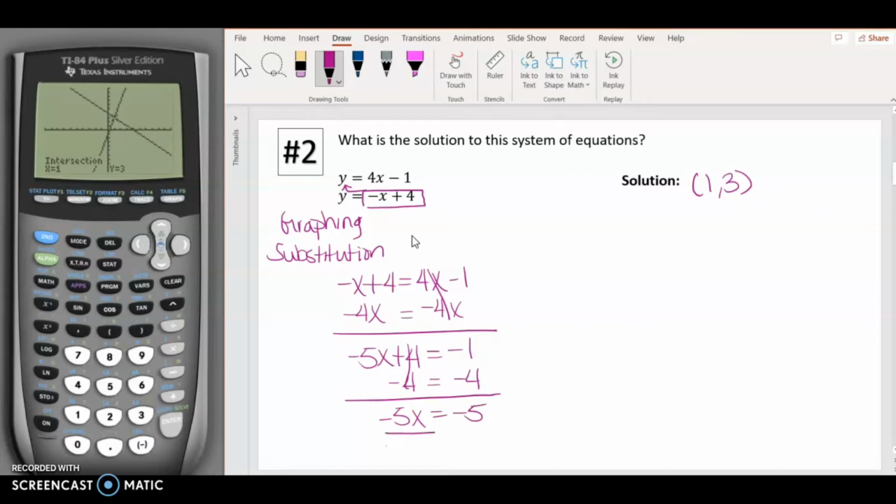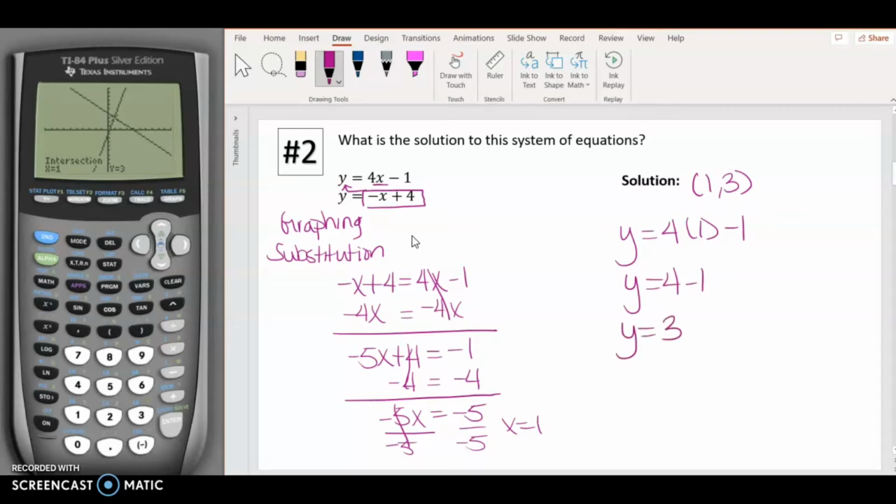Now I need to divide everything by negative 5 in order to get x by itself. So I have x equals 1. So now to solve for y, I'm going to take that x equals 1 and substitute it into my first equation. So instead of x, I'm going to write 1. So I have 4 times 1 minus 1. So that is going to give me y equals 4 minus 1, which is y equals 3.